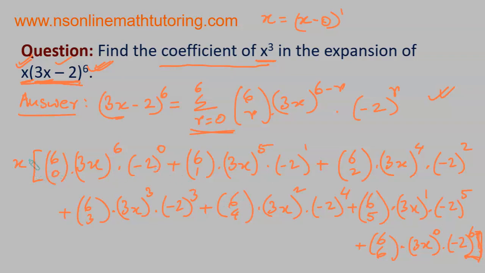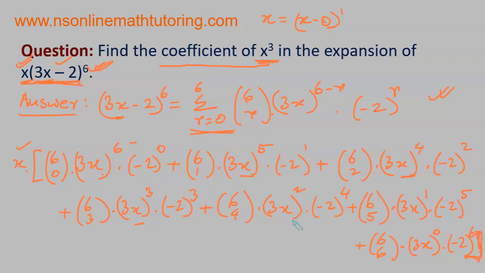Now, every term will be getting multiplied with this x. The first term is having the power of x as 6. So, x times x to the power of 6 will be x to the power of 7. We need x to the power of 3. So, that cannot be obtained from the first term. For the second term, it is x to the power of 5 when multiplied with x will be giving us x to the power of 6. Coming to the third term, x to the power of 4 times x is x to the power of 5. Fourth term, x to the power of 3 times x is x to the power of 4.